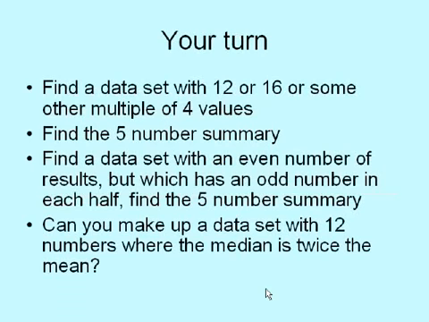Your turn. Now, I want you to go and find a data set with 12 or 16 or some other multiple of 4 values and find the 5-number summary. You'll see what I'm on about when you do it. Then find a data set with an even number of results which has an odd number in each half, and then find the 5-number summary of that one. And then finally, if you're in for a challenge, can you make up a data set? Just get a spreadsheet and make one up with 12 numbers where the median is exactly twice the mean. Okay.